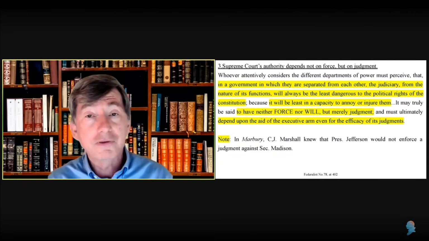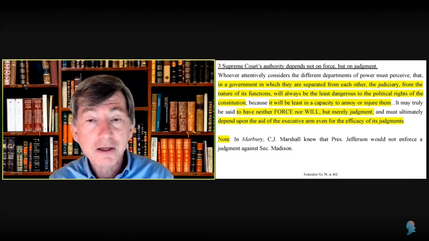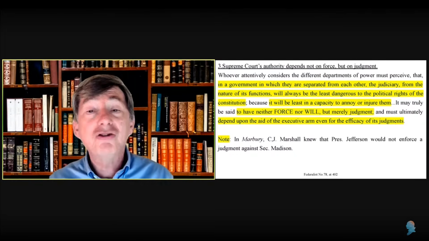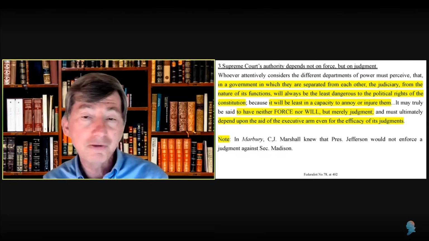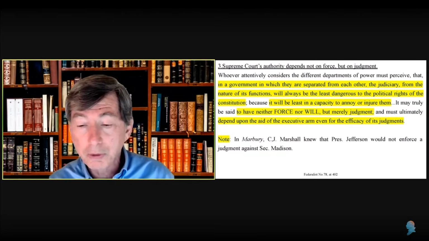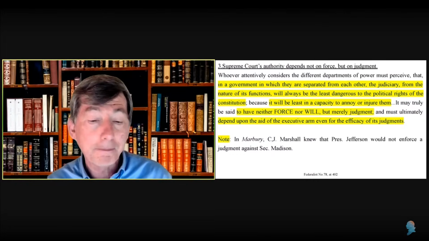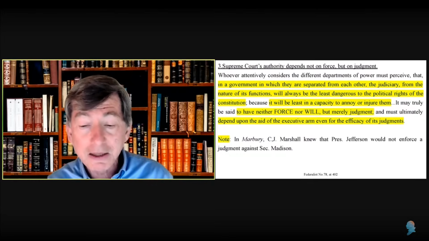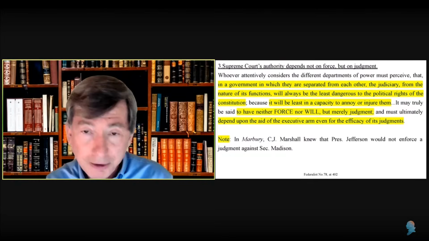Now, many in the Federalist Society quote this part of this text in the sense that they shouldn't have force or will. But continue. This is the part that is rarely quoted. But merely judgment, and must ultimately depend upon the aid of the executive arm, even for the efficacy of its judgments.